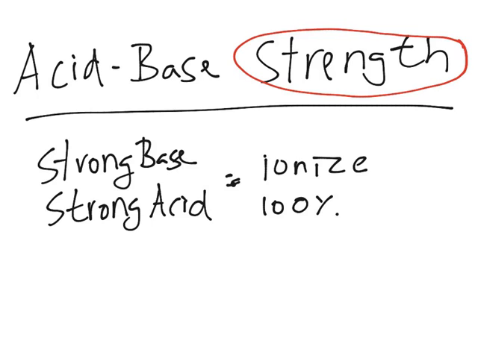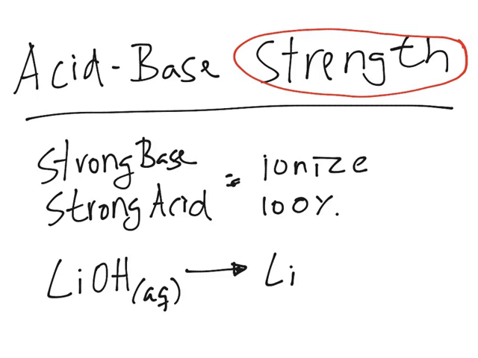So let me show you how a strong base behaves, or how the reaction undergoes. A strong base would be lithium hydroxide, and using our solubility rules, we say it's aqueous, and we write an arrow. This will ionize 100%, so we'll get lithium ion, aqueous, plus the hydroxide ion, aqueous. And you can write in there that it ionizes 100%.